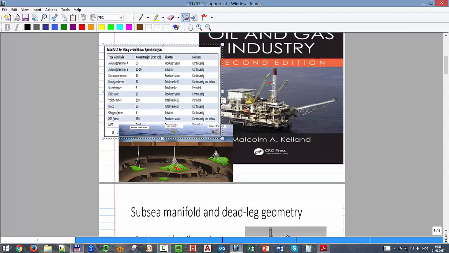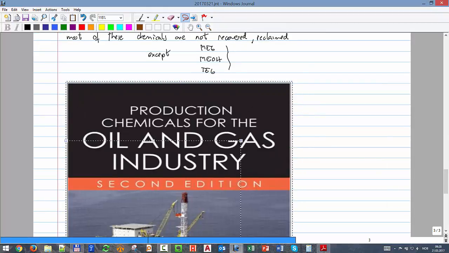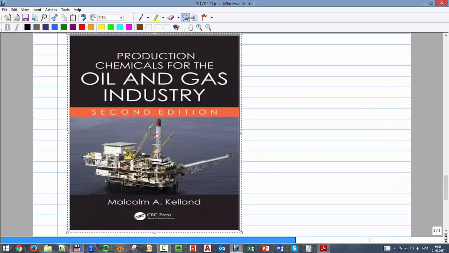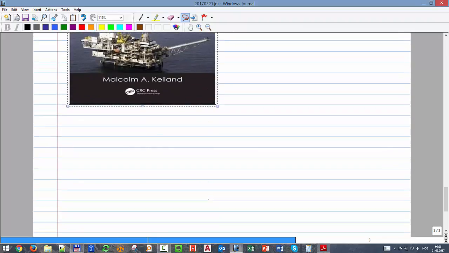For those of you who have a chemical background and want to dwell more into production chemicals, you can go and check this book. It's from a professor in Stavanger, and can really complement your education.